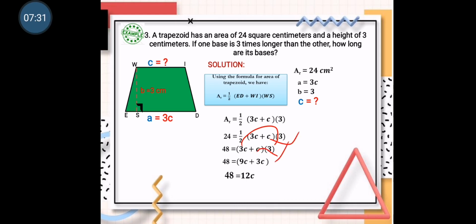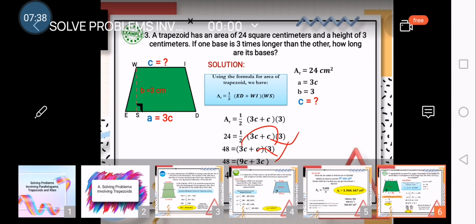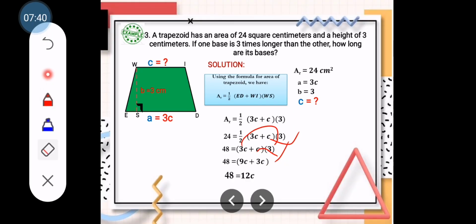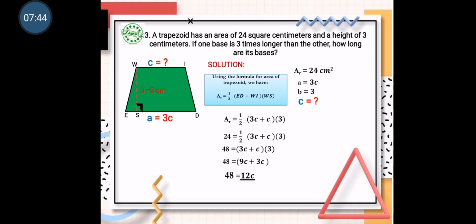Kaya siya naging 9C. 3C times 3 is 9C. C times 3 is 3C. Okay? And then, combine like terms. So, 3C plus 9C is equal to 12C. Divide natin both sides by 12. So, 12 divided by 12, that will be 1. 48 divided by 12, so that is 4.